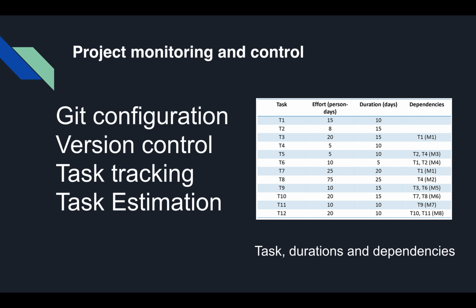The project monitoring and control mechanisms are clearly identified, including version control and Git configuration. We update our documents and code on GitHub and use version control to record each version of the documents onward. And we use task tracking and task estimation for project monitoring. And in this table, we use task duration and dependencies to describe the dependencies between each task.